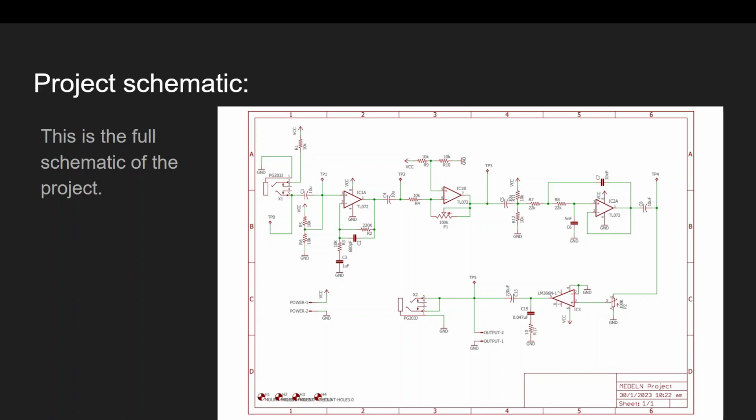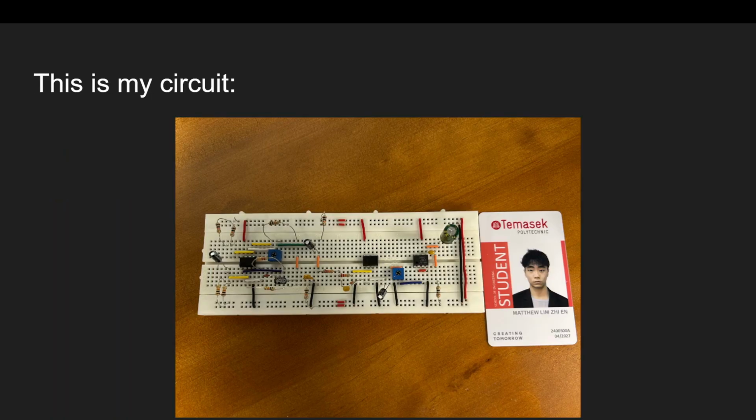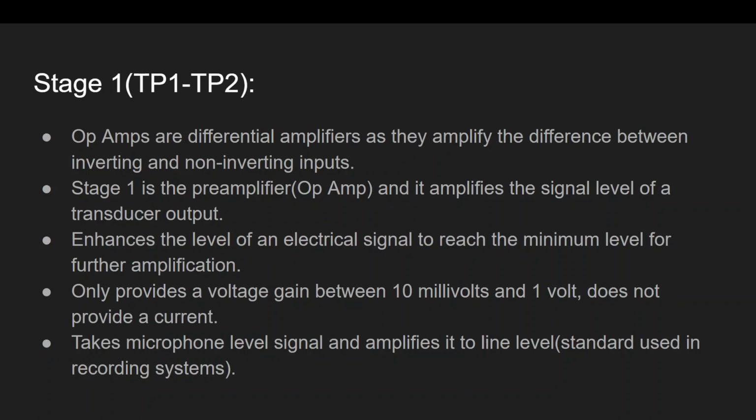To make things simpler, I will label TP1 to TP2 as stage 1, TP2 to TP3 as stage 2, TP3 to TP4 as stage 3, and TP4 to TP5 as stage 4. And now this is my circuit. Okay, now I will explain stage 1.